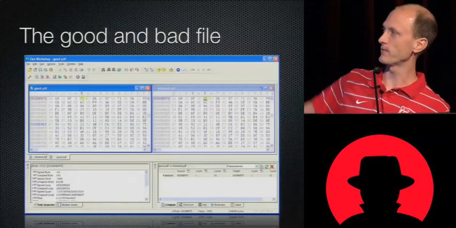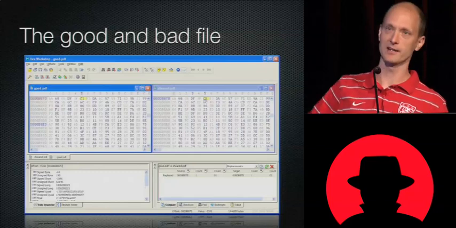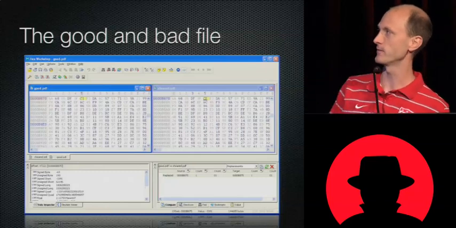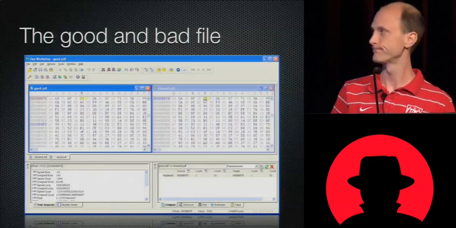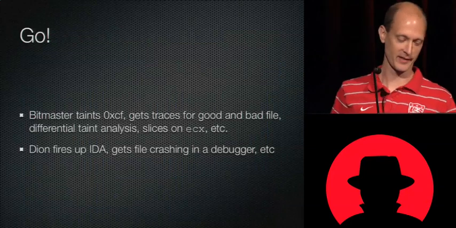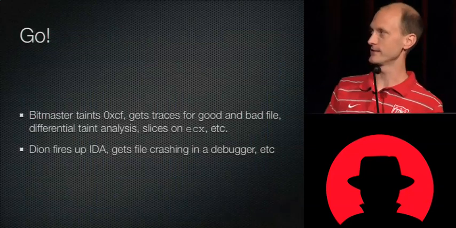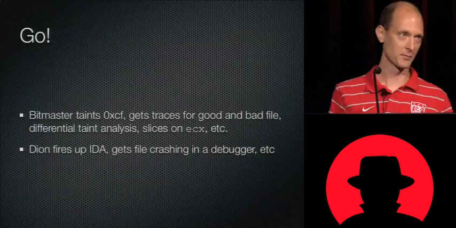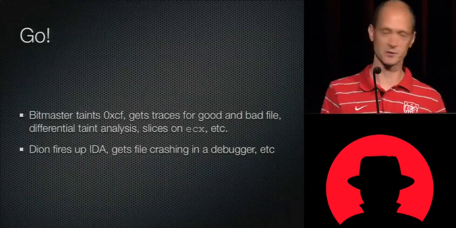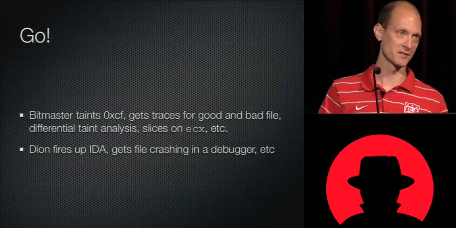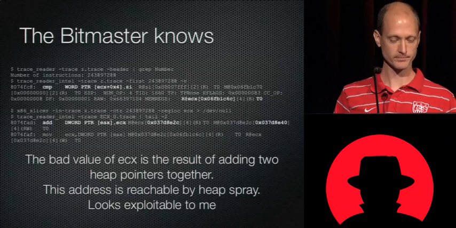If you compare the good file and the bad file, there's just one byte that differs in the big file. C1 is for the good file, CF is for the bad file. So that was it. I said, okay, Dion, go. And then I went. What I did as the Bitmaster was I tainted this bad byte, and I got a bunch of traces, and I started doing slices and that sort of stuff. Dion got IDAPRO up, and he started running his debugger, and that's where we start.